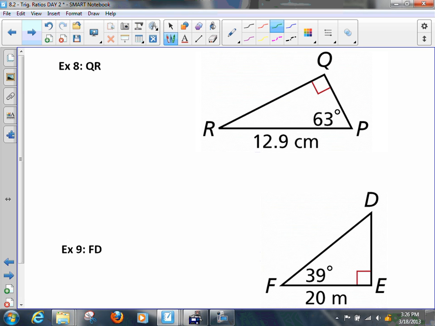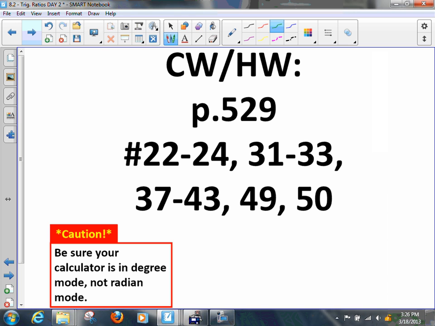Here's what you're going to do. You're going to do example 8 and example 9 right now. You're not going to pack up. You're going to do these 2 problems while you're sitting in here while we're waiting for announcements. And then you are going to do 22 through 24, 31 through 33, 37 through 43, 49 and 50 for homework. Have fun.